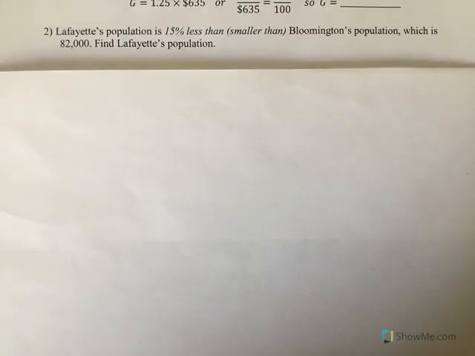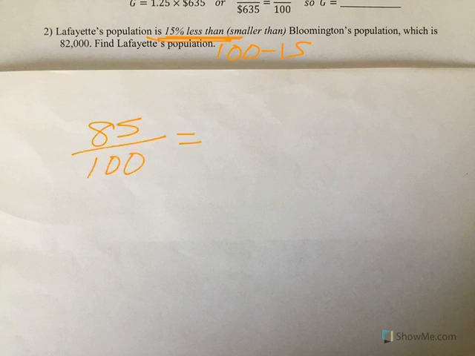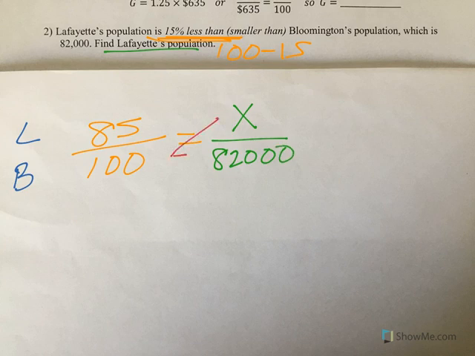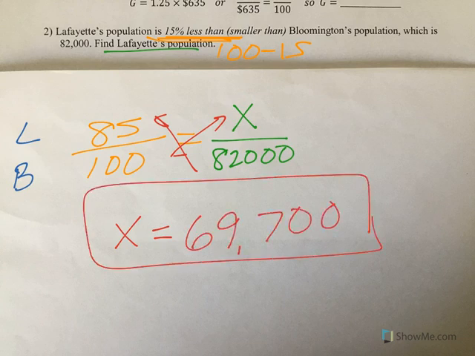Number 2, Lafayette's population is 15% less than Bloomington, which is 82,000. Find Lafayette's population. Okay. 15% less. That means we subtract from 100, and we get a proportion of 85 over 100. Now, Lafayette is less than Bloomington, so the smaller number is Lafayette, the bigger number is Bloomington. So when I'm setting this up, okay, find Lafayette's population. So we're finding Lafayette. Bloomington is 82,000. We cross multiply and divide, and we now know that Lafayette's population is 69,700 people.